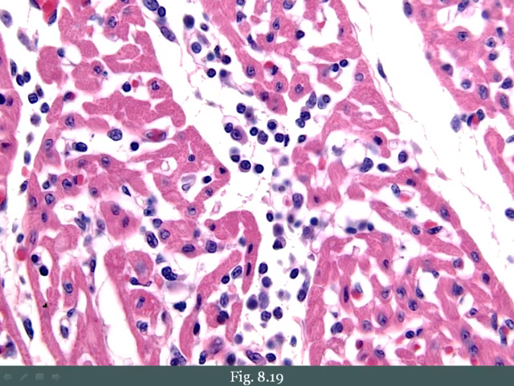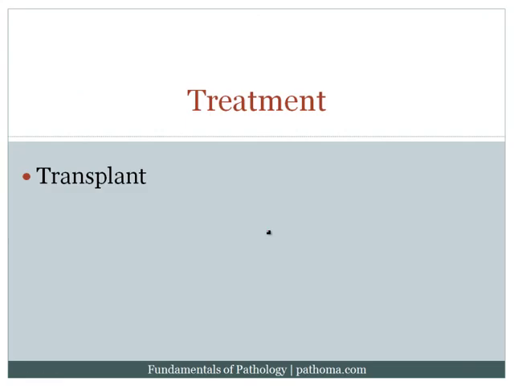Now here's a picture of myocarditis just to remind you of myocarditis as a cause of dilated cardiomyopathy. You can see all the lymphocytes present within the myocardium. Again, myocarditis, most common cause, Coxsackie virus, and this can result in death during the acute phase, or if the patient survived, can eventually result in dilated cardiomyopathy. Now, the treatment for dilated cardiomyopathy is transplant. There's no way to fix that dilated heart.